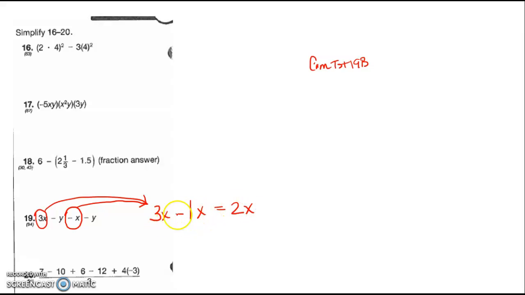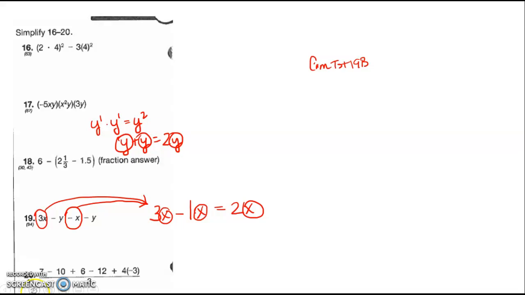When we're adding or subtracting, this remains the same. It doesn't change. When we multiply, like y1 times y1, we're going to get y2. But when we add y plus y, we get 2y. See how this is all the same?